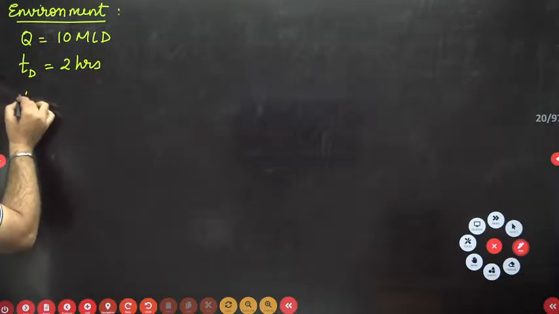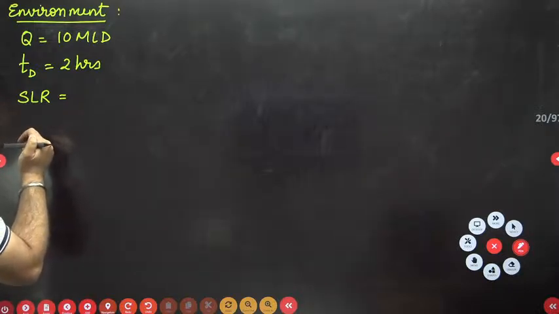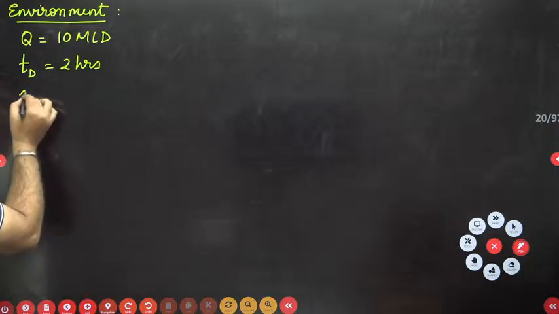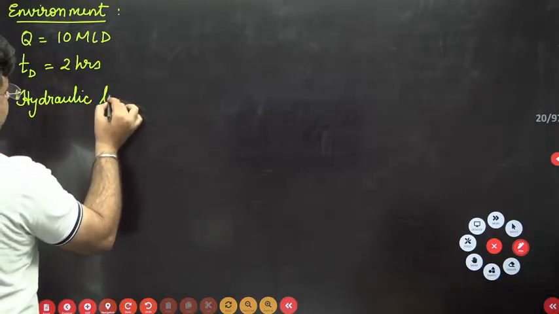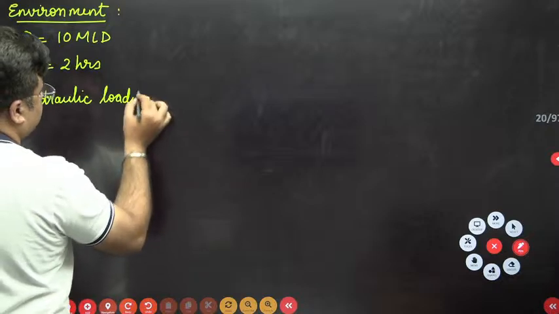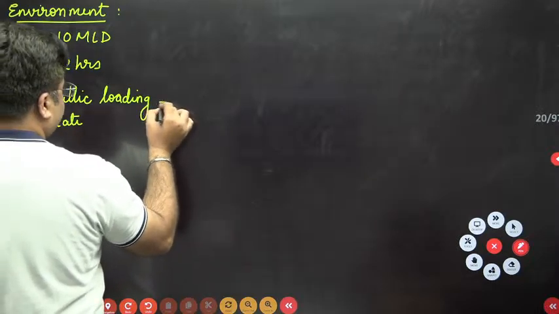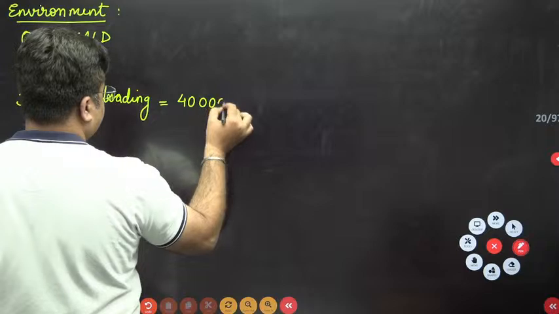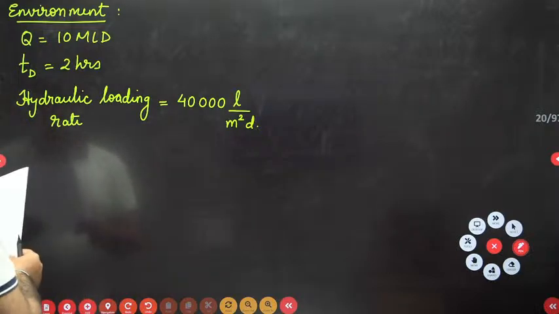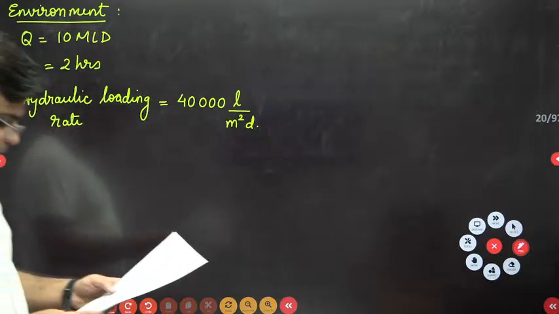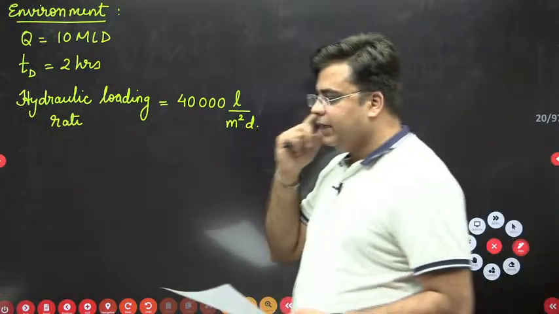Then you have the hydraulic loading rate. This is not solid loading rate, this is hydraulic loading rate. This hydraulic loading rate is given to you as 40,000 liter per meter square per day. Okay. This is given to you, and you are asked to calculate the depth of the sedimentation tank.